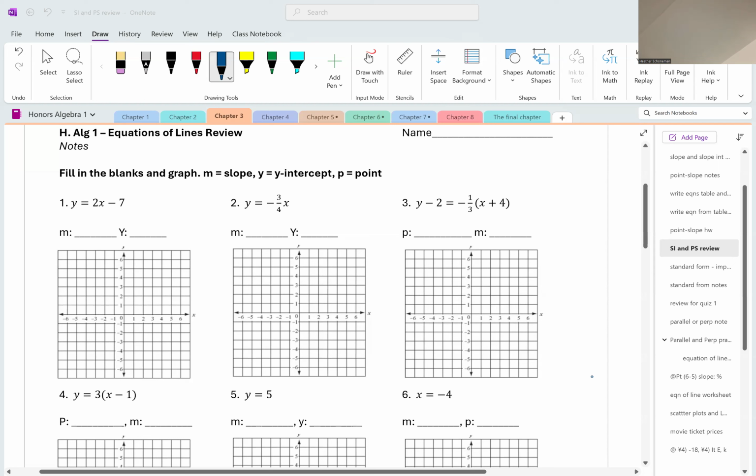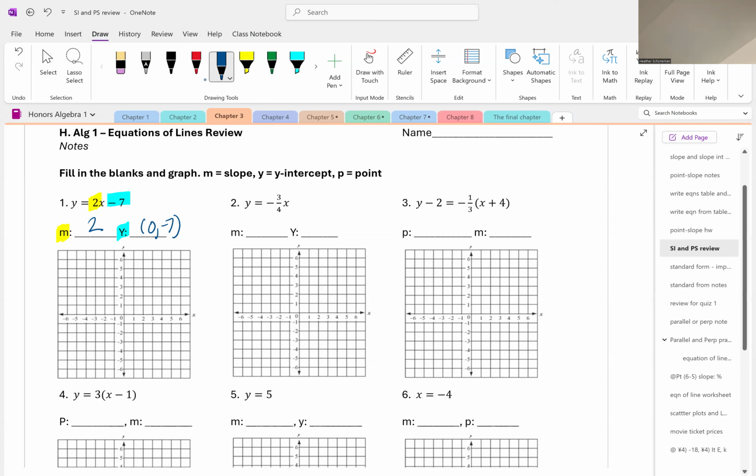This is the first form that you learned, and we know it's slope-intercept form because it says y equals, and there's no parentheses. In slope-intercept form, the slope is the number that's in front of the x, so the slope is 2, and the y-intercept is the number at the end. In slope-intercept form, we don't change the sign on anything. We just go with what we've got. So we're going to start at 0, -7 right here, and then use our slope to find more points.